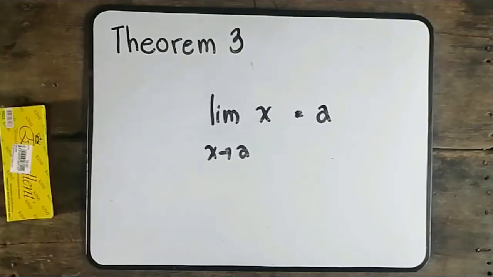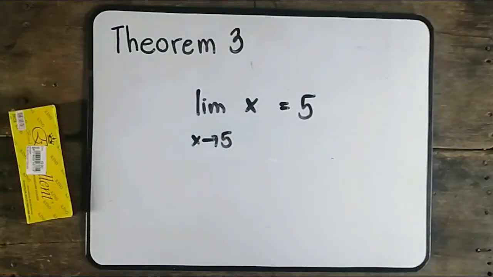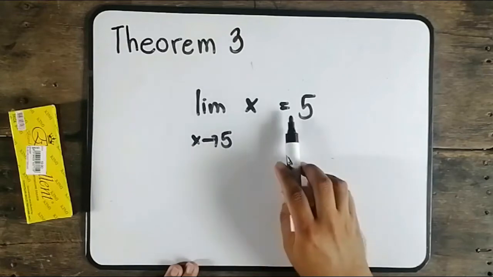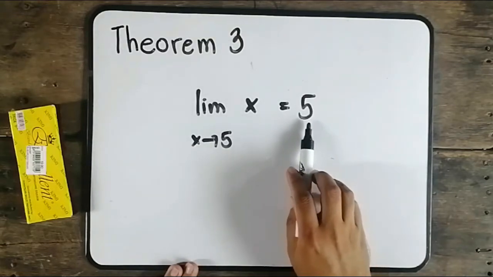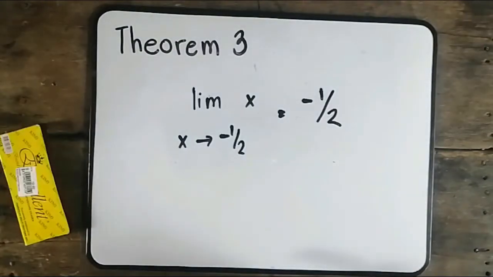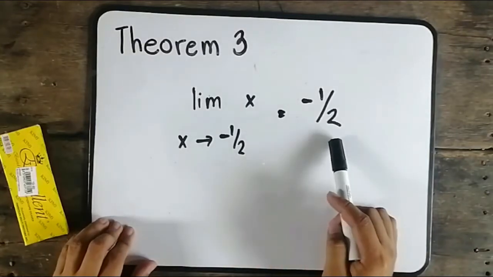Theorem 3 states that the limit of x as x approaches a is equal to a. So that is self-explanatory. So we have an example here. The limit of x as x approaches 5 is equal to, so by theorem 3, we have limit of x as x approaches 5 now is equal to 5 or a. Okay. So we have another example here. The limit of x as x approaches negative 1/2. So by theorem 3, the answer is negative 1/2.